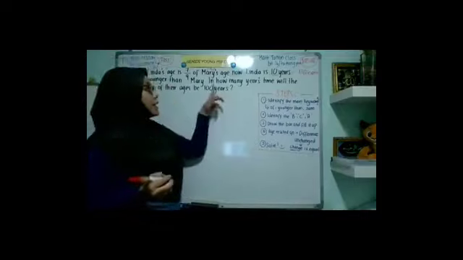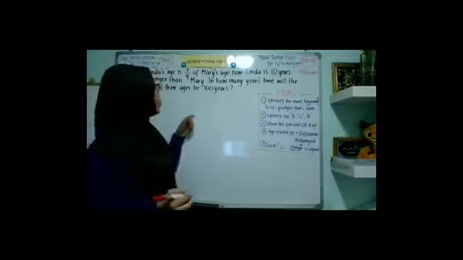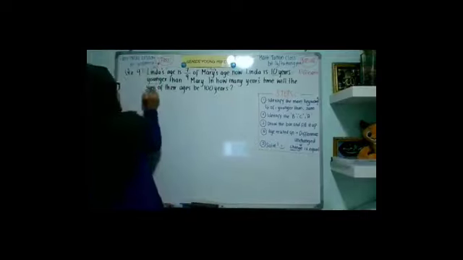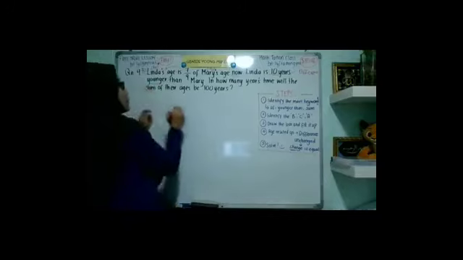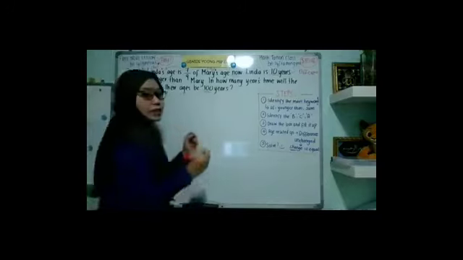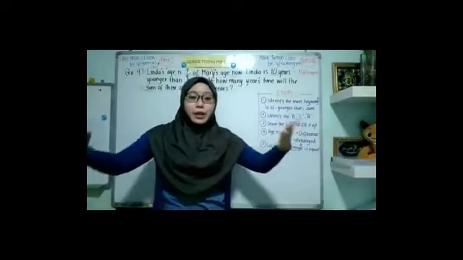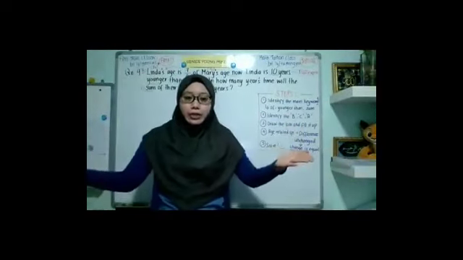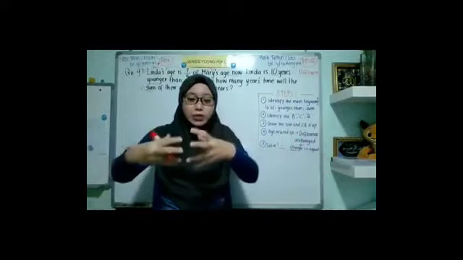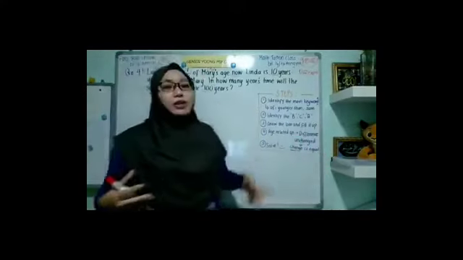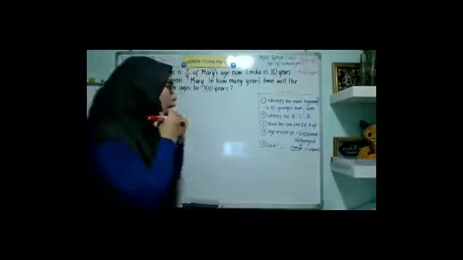Younger than Mary. In how many years' time will the sum, and when I say sum I mean I need to add the ages up, be 100 years? So I want to know how many years later will this Linda and Mary, when their ages add up together, give me 100 years. Okay, so how do I do that?